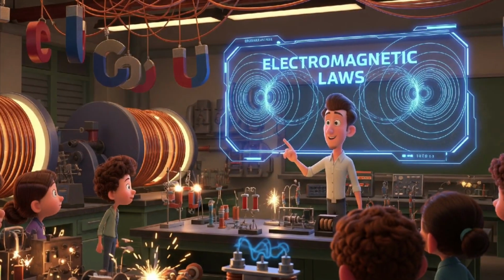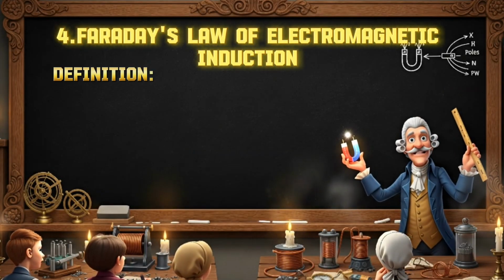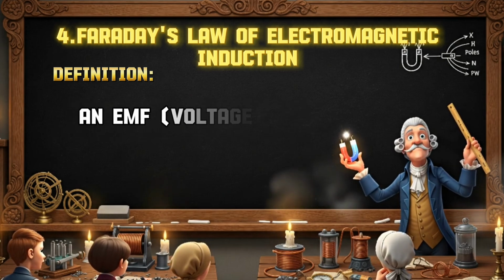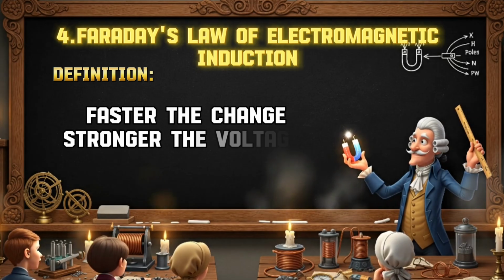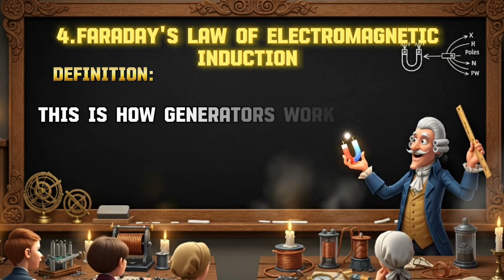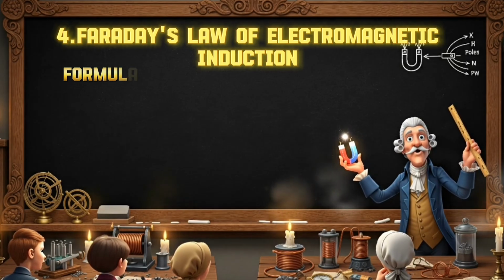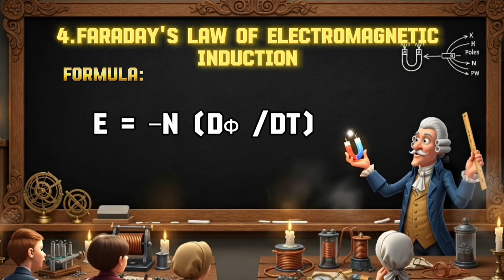Second one is electromagnetic laws. Faraday's law of electromagnetic induction. Definition. Whenever magnetic flux linked with a coil changes, an EMF, voltage, is induced. Faster the change, stronger the voltage. This is how generators work, by moving magnets or coils. Formula. E equals minus N d phi / dt.